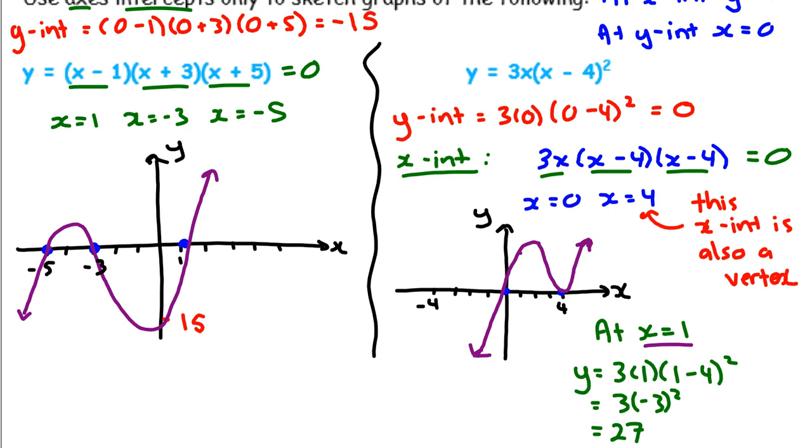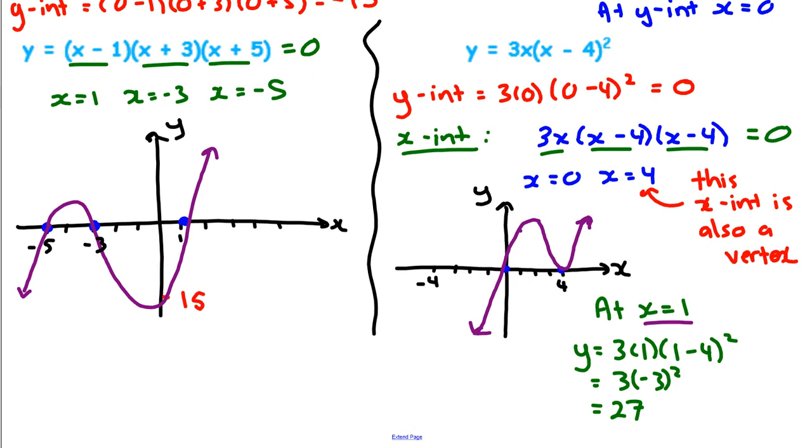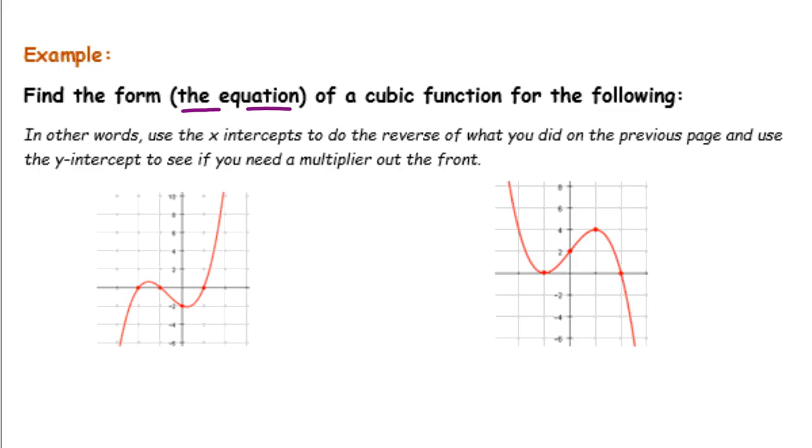Next one. Example, find the form. So we mean the equation, like y equals 3x squared plus 4x minus 2, of a cubic function for the following. So instead, what we've done is, on the previous one, notice we gave you the equation, we wanted you to find the graph. So on this one, instead we're giving you the graph, we want you to work backwards, do the reverse process to go back to the equation, as I said in the little hint. In other words, use the X-intercepts.